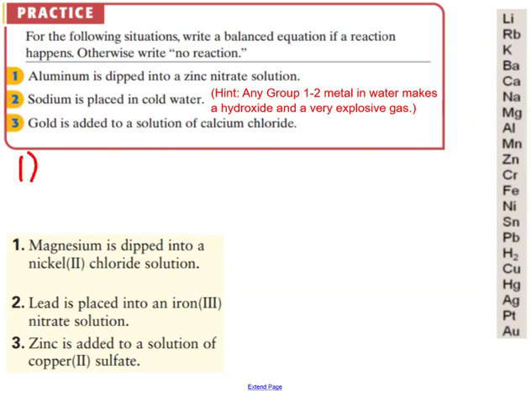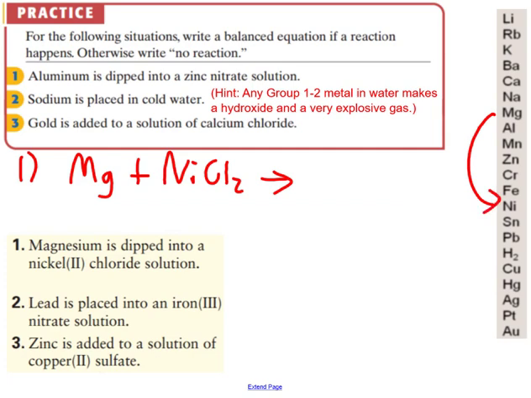Number 1, on the bottom, we got magnesium being dipped into a nickel 2 chloride solution. Alright, so can magnesium replace nickel? Sure can. The nice thing about this one is they both got the same charges. Magnesium is already a +2, so it'll do that. The nickel will be left by itself. No balancing is necessary since everything is balanced. Alright, let's move on to number 2.